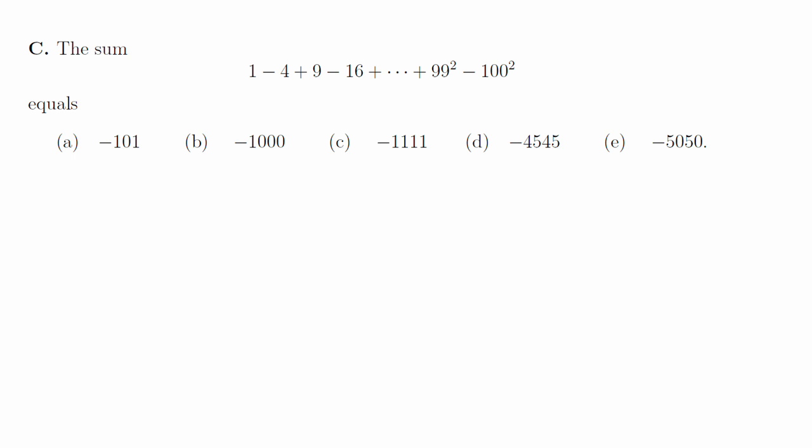1c. We have 1 minus 4, which is minus 3, and then 9 minus 16, which is minus 7. And this pattern continues. It gives us an arithmetic progression with first term minus 3, common difference minus 4, and there are 50 terms in this sequence. Doing the sum of that arithmetic sequence gives us the final answer minus 5050, which is option E.